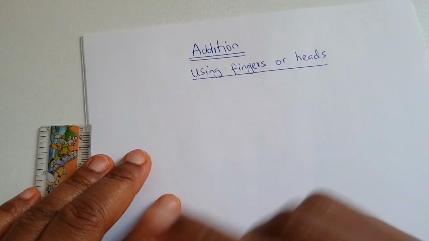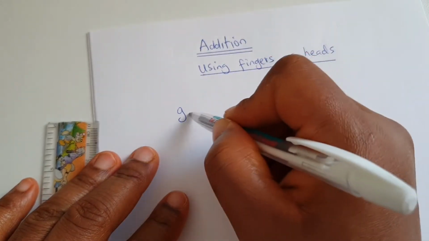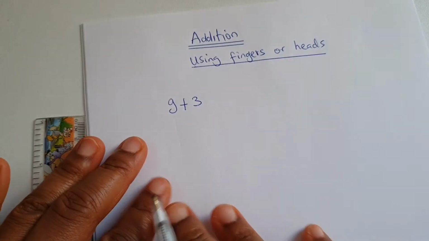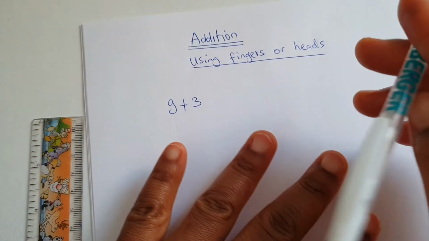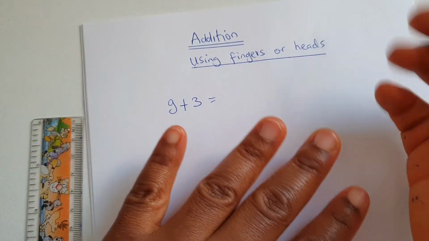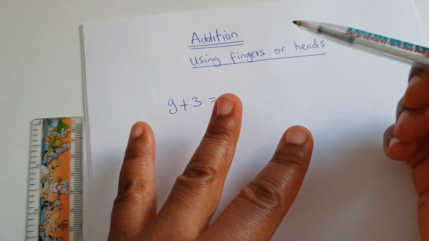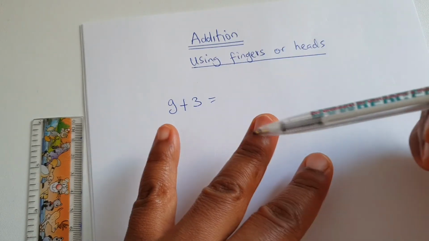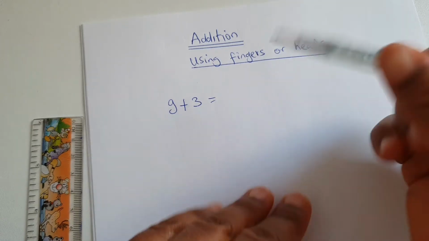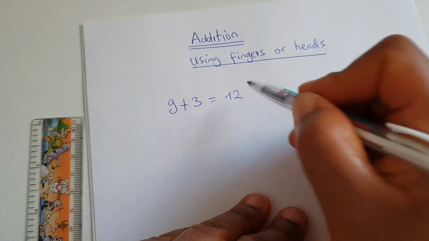Okay, we have 9 plus 3. So I have already 9. I'll say I have 9, then plus 3. I have to count 3 fingers. So I have 9, then 10, 11, and 12. And then I'll write 12 here.